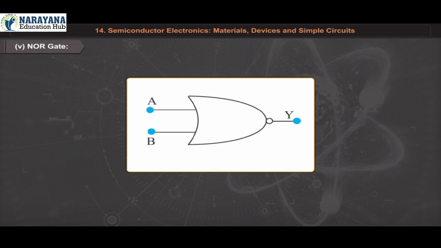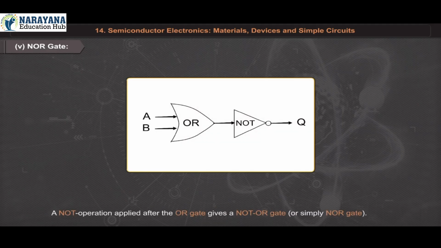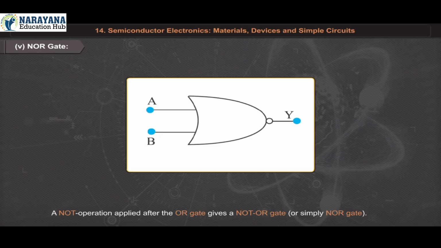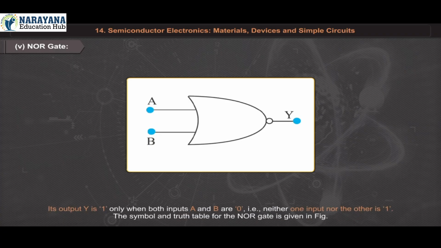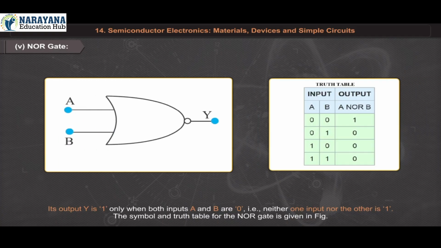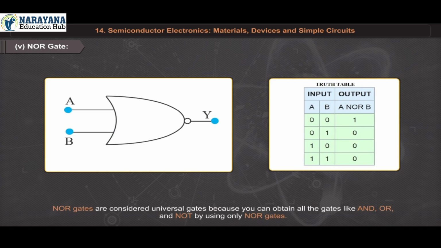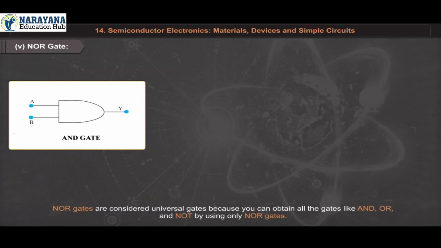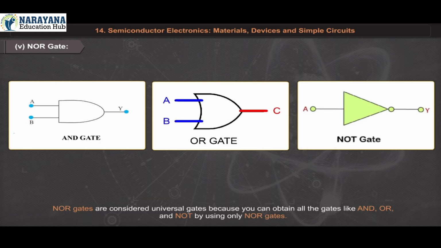Number 5. NOR gate. It has two or more inputs and one output. A NOT operation applied after the OR gate gives a NOT OR gate or simply NOR gate. Its output Y is 1 only when both inputs A and B are 0. That is, neither one input nor the other is 1. The symbol and truth table for the NOR gate is given in figure. NOR gates are considered universal gates because you can obtain all the gates like AND, OR and NOT by using only NOR gates.